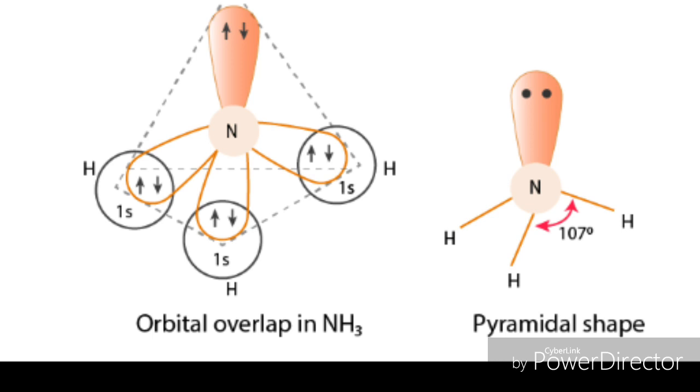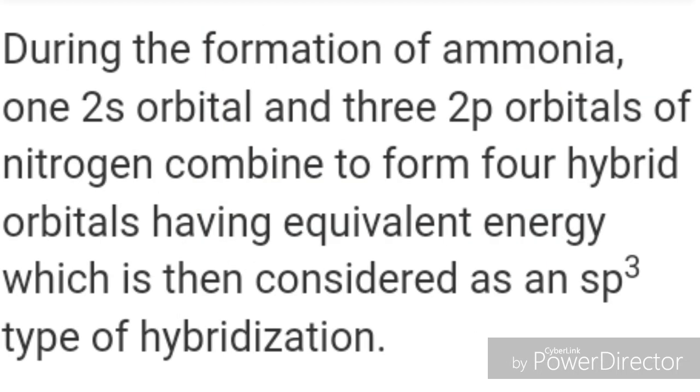Students, this is the hybrid structure of ammonia, NH3. The bond angle in ammonia is 107 degrees 48 minutes. The molecular geometry of ammonia is pyramidal. During the formation of ammonia, one 2s orbital and three 2p orbitals of nitrogen combine to form four hybrid orbitals having equivalent energy, which is then considered to be an sp3 type of hybridization.